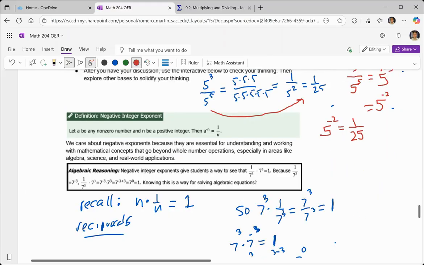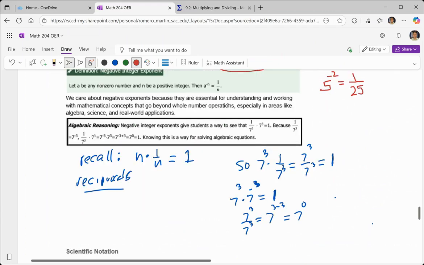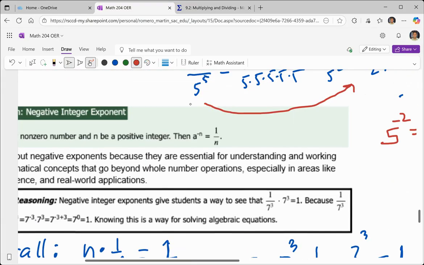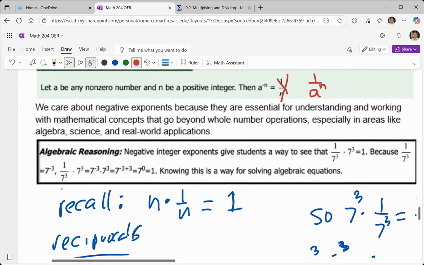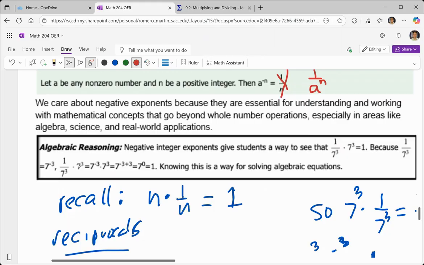So that leads us to our definition of negative exponents. So zoom in a little bit. A to the power of negative n, I've got to fix that, is equal to 1 over a to the power of n, like that. That's what it is, not this. So fix that. That's the result. So 7 to the negative 3 is 1 over 7 cubed.